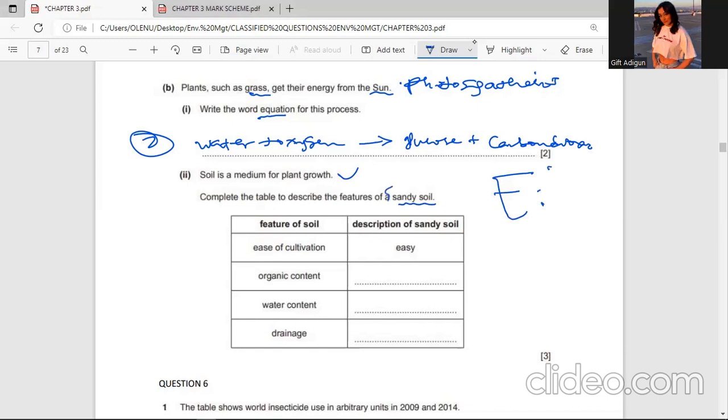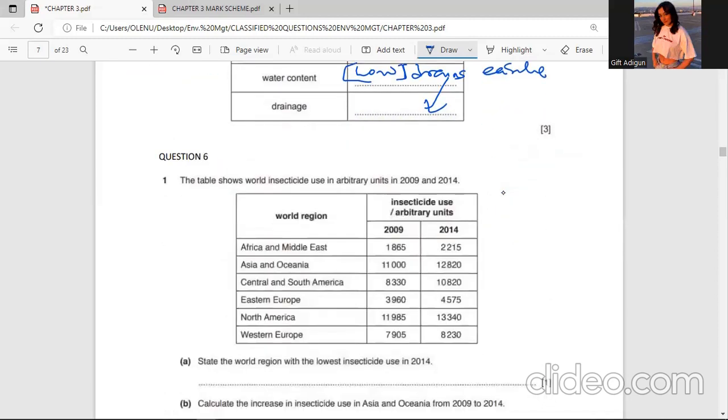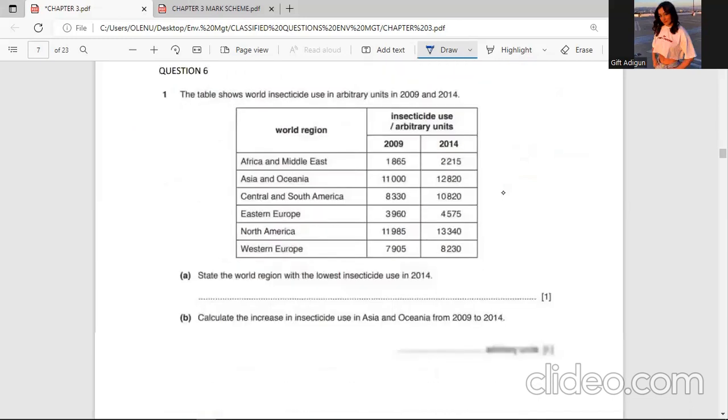Silt, sorry, characteristics of sandy soils. So first, they say ease of cultivation is easy. Organic content: this soil is low, but it has high mineral content, but low organic content. Then the water content in the soil is also low because it drains. Drainage: it drains because it has large air spaces, so water can pass through it easily. So that will give you 3 marks.